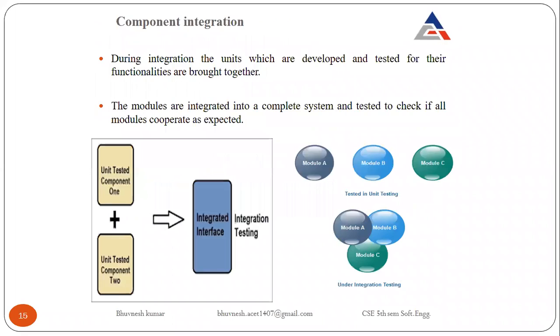Next is component integration, or you can say integration testing. Here is your diagram, and I will explain according to the diagram. Unit testing means single module testing. An individual test is your unit test. This is checked individually, and this is checked individually. When both the modules are collected, we go for testing both of them together, and that is called integration testing.